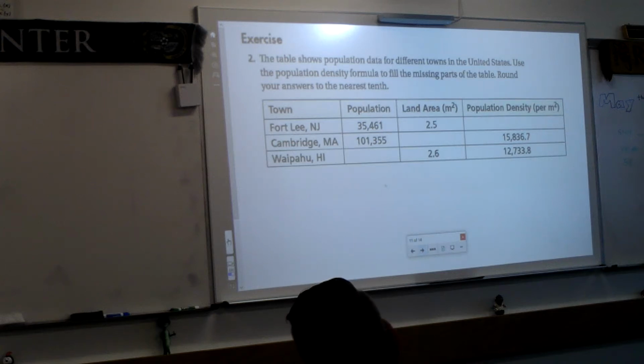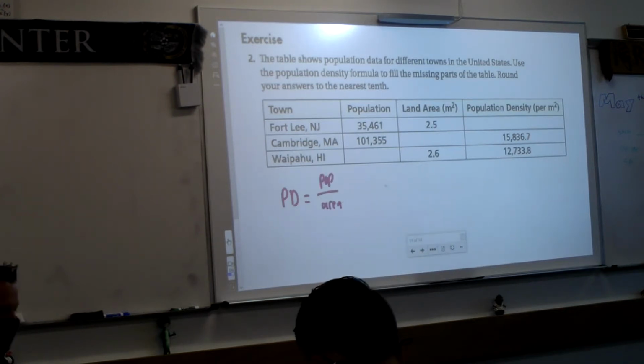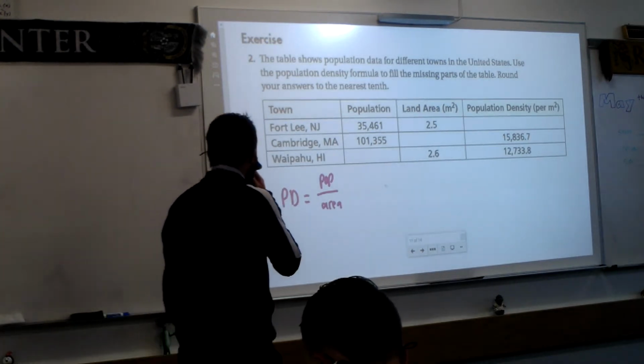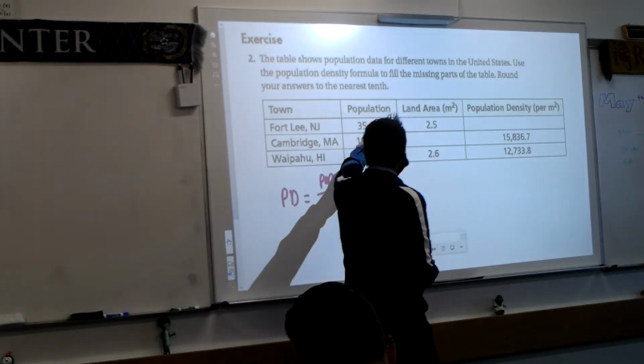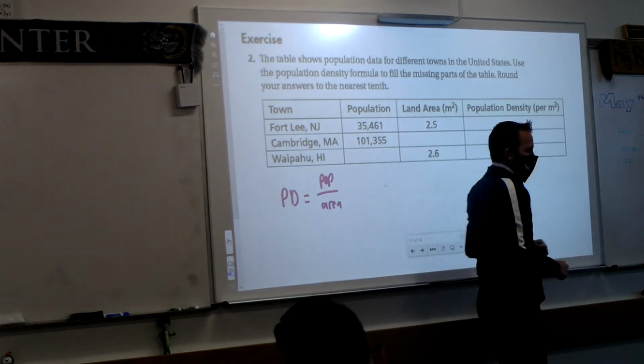Remember our formula for population density is that we're going to do the population and divide it by the area. Now, this is pretty easy. For Fort Lee, New Jersey, it gives you the population, it gives you the area. Could you figure out the population density? Yeah, you just divide it.